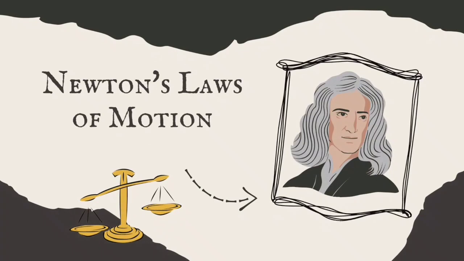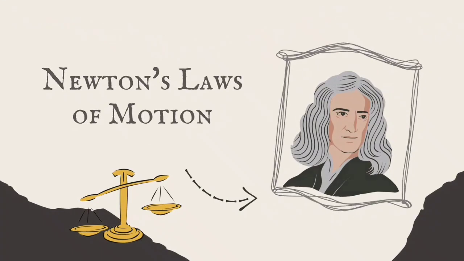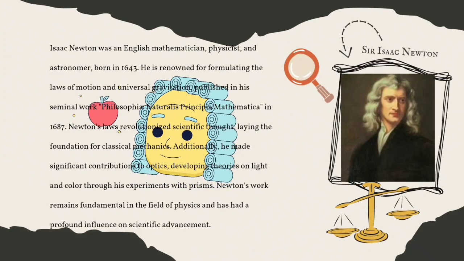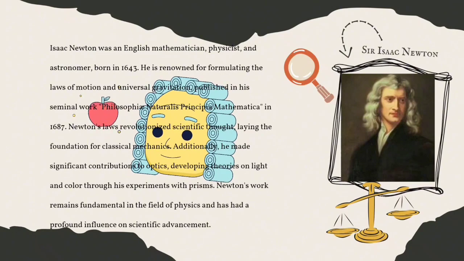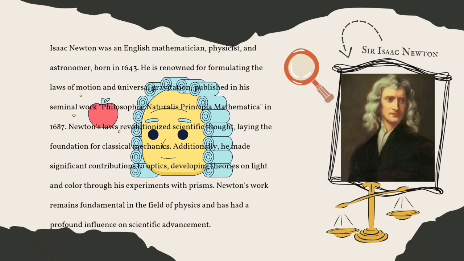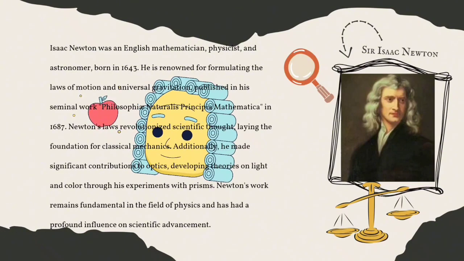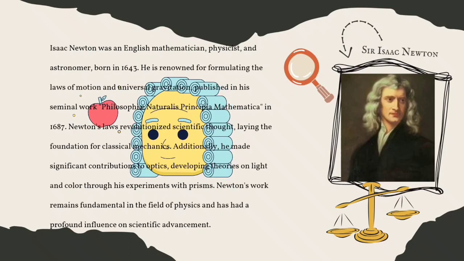Newton's laws of motion. Firstly, we'll have to get to know who Sir Isaac Newton is. Isaac Newton was an English mathematician, physicist, and astronomer born in 1643. He is renowned for formulating the laws of motion and universal gravitation, published in his seminal work Philosophiae Naturalis Principia Mathematica in 1687. Newton's laws revolutionized scientific thought, laying the foundation for classical mechanics.